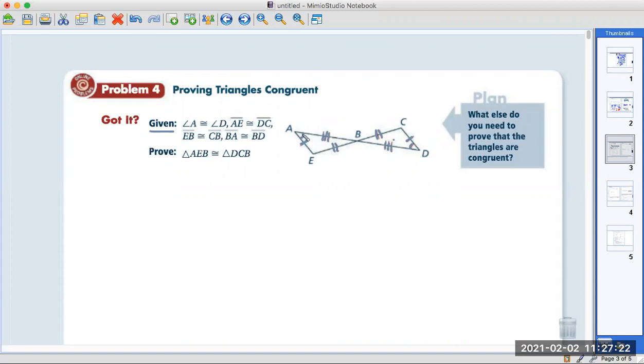What we're looking at is we're looking for two angles. We want to show that two angles, that's how we can prove it. Plan, we need two angles because we just learned about our two angle theorem. But we only got one in the picture. So we have to find another one.